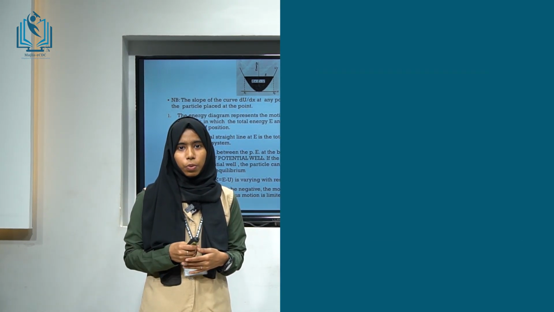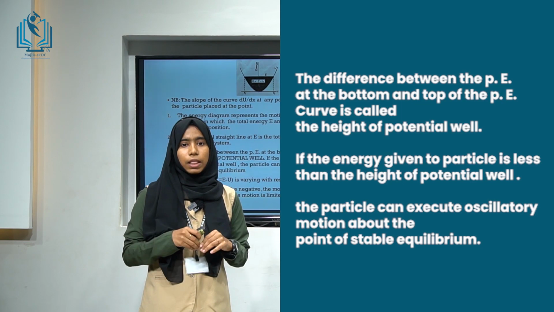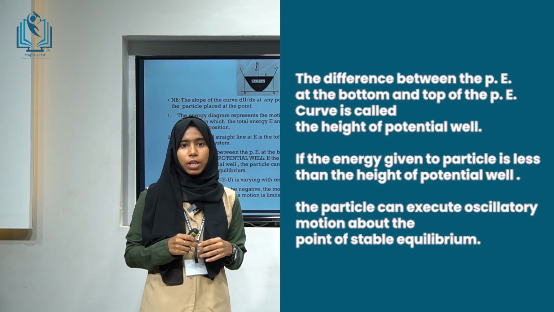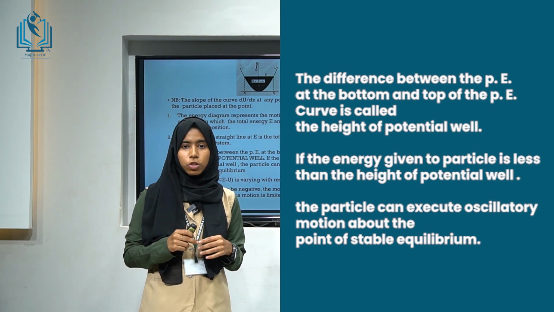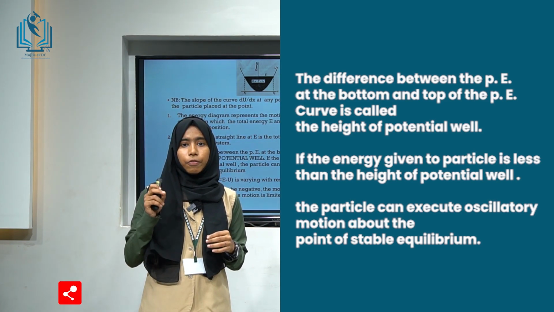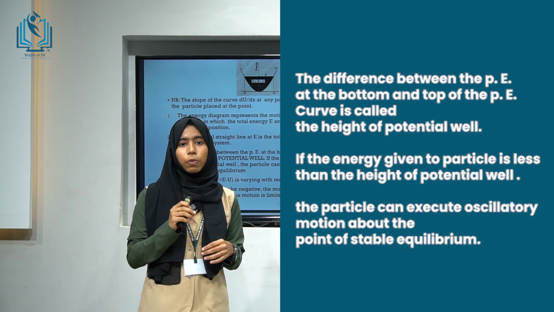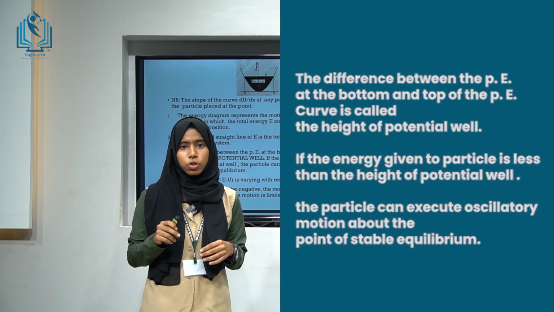Now let's learn a new term, the height of the potential well. The potential difference between the top and bottom of the potential energy curve is called the height of the potential well. If the energy given to the particle is less than the height of the potential well, then the particle will execute its motion about its mean position.